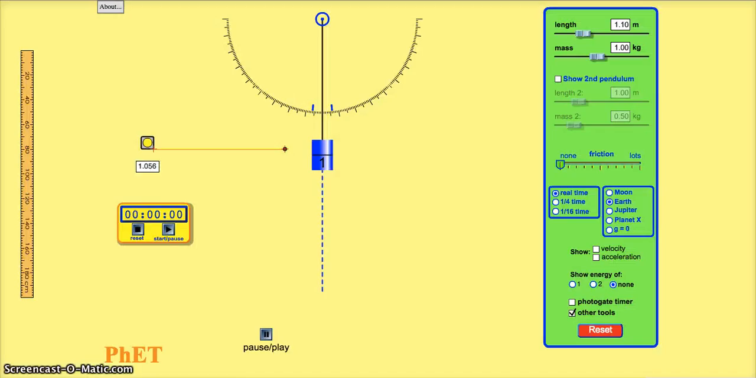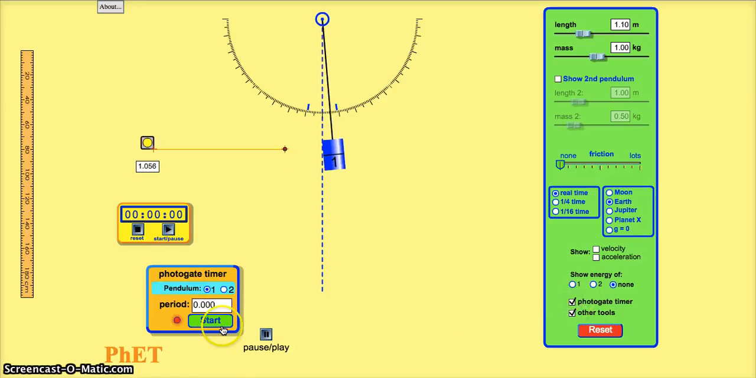So what is a pendulum? Something like this is a pendulum. If I take a mass on the end of a string and I let it swing under the influence of gravity, that's a pendulum. And the time it takes to go back and forth once is known as the period. So if I start timing: start, back, forth, and back again. The time it took that pendulum to move back and forth was 2.107 seconds.